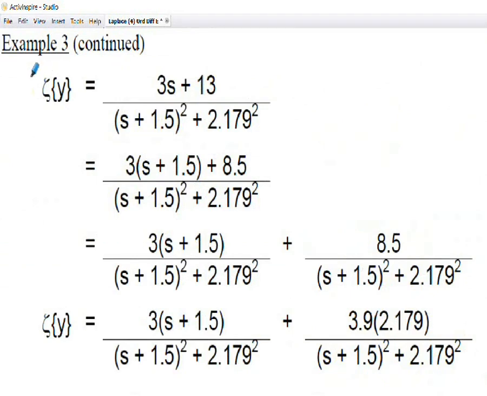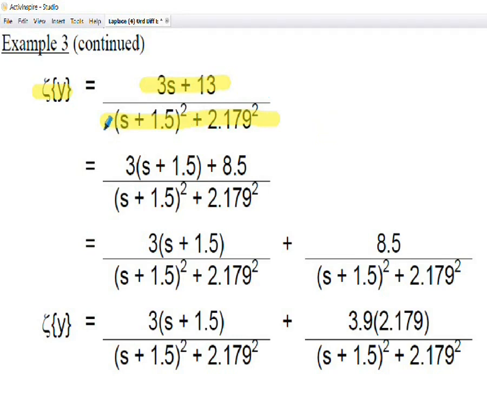Moving on here, now we've got Laplace of y is equal to 3s plus 13 over our completing the square solution, the s plus 1.5 all squared plus 2.179 squared. Again, still not standard form for what I need if you look in the tables, because I need an s plus a term on the top, and I don't have that at the moment. I have a 3s plus a constant here. So again, try and follow through this step here.